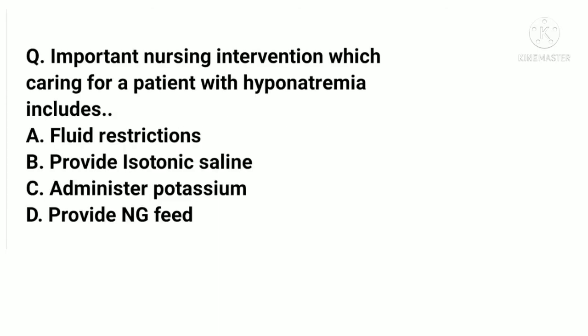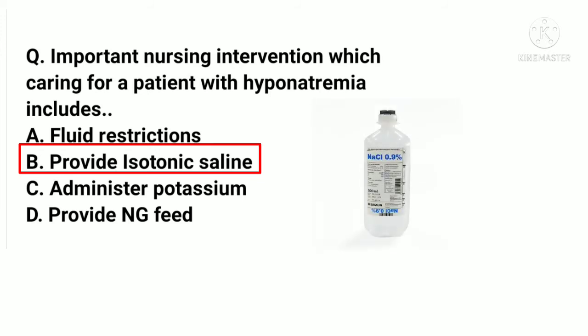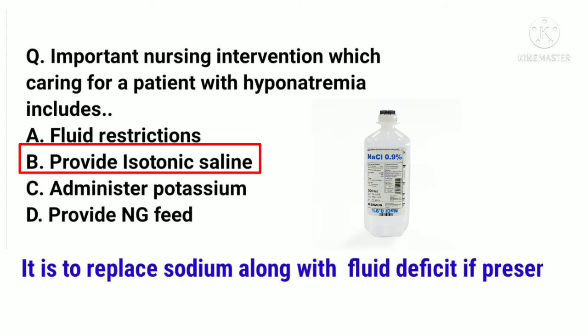Important nursing intervention for a patient with hyponatremia includes A. Fluid restrictions, B. Provide isotonic saline, C. Administer potassium, D. Provide NG feed. And the correct answer is B. Provide isotonic saline. Administer normal saline, that is an isotonic saline. It is to replace sodium along with fluid deficit if present.